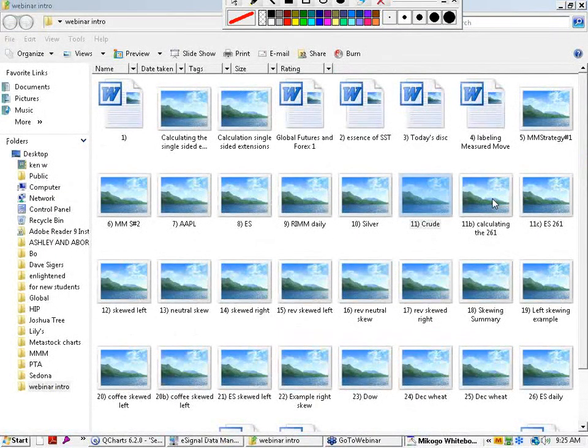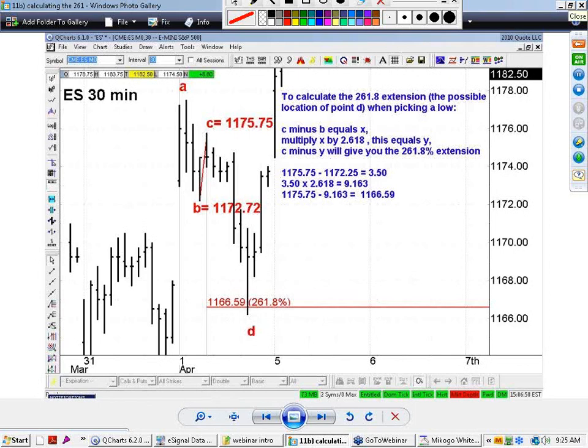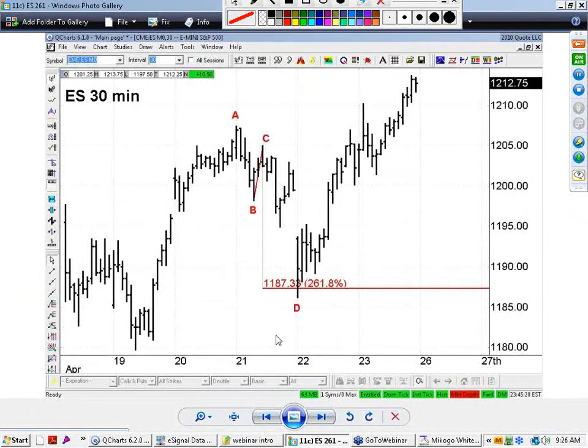And if you want to look for the calculations, I have this page for you. It's basically to calculate the 261. It's C minus B equals X. You multiply that by 261, and then you subtract that from point C. Okay, that's how you get this low mathematically. Of course, if you have any charting service, I use Skew charts here, you can easily do it by click and drag. Okay, and here's another example of a 30-minute chart, 261 being hit intraday, to pick a low.